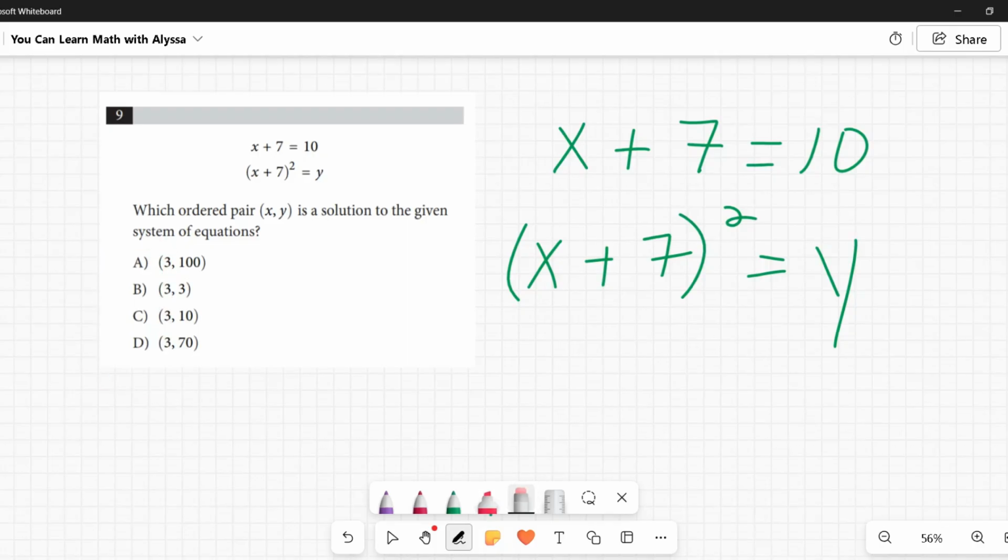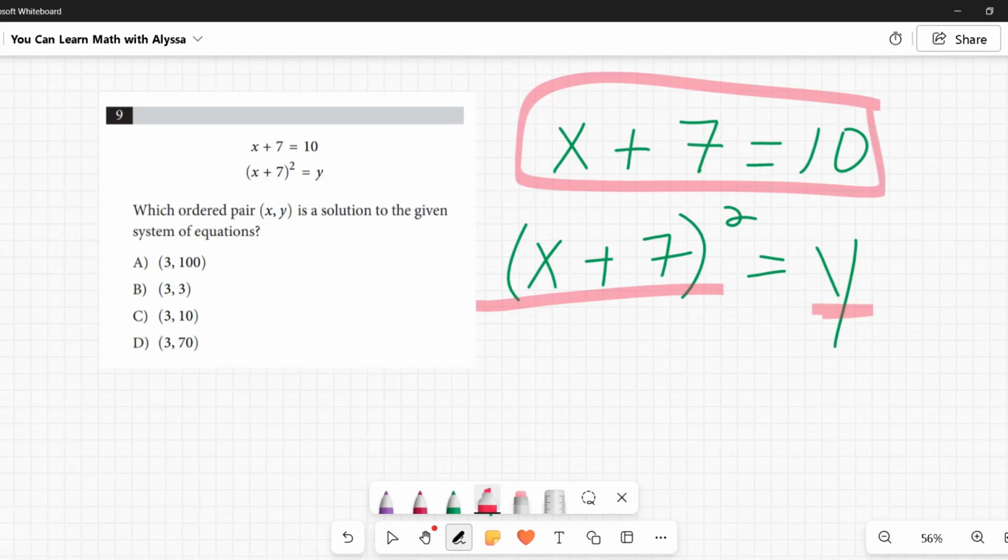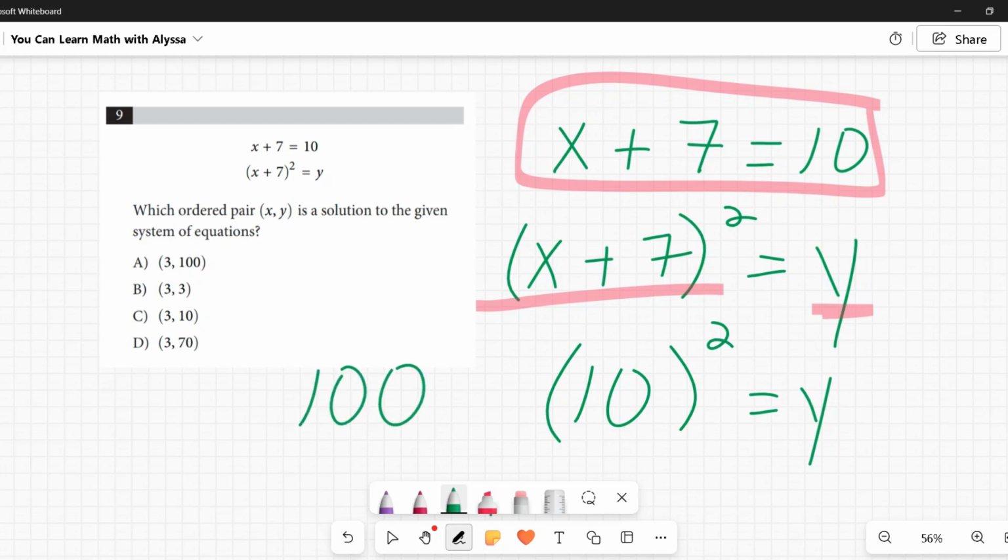Well, if I look over here at what I'm given, I'm told that y is equal to x plus 7 squared. Well, what is x plus 7? We're told what x plus 7 is. It's 10. So y is equal to 10 squared. 10 squared, 10 times 10 is 100. So y is 100. And there's my answer. A, 3, 100. Personally, I think that is faster than graphing, if we recognize that.